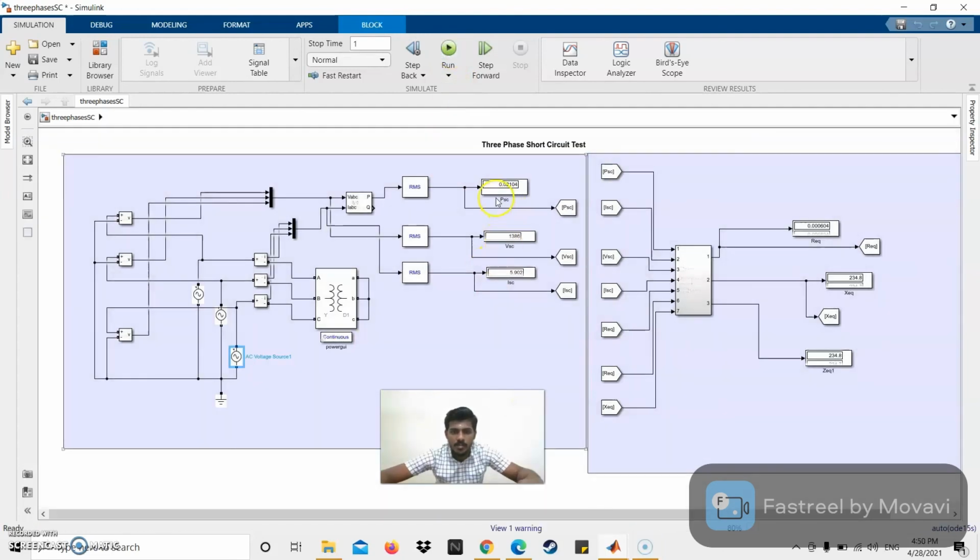After running the simulation, we get a power value and the voltage 1386, and then the current is 5.90 ampere. So here the R equivalent, and then X reactance, and impedance. So that's all from us.